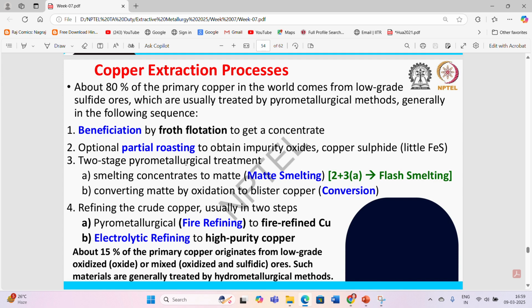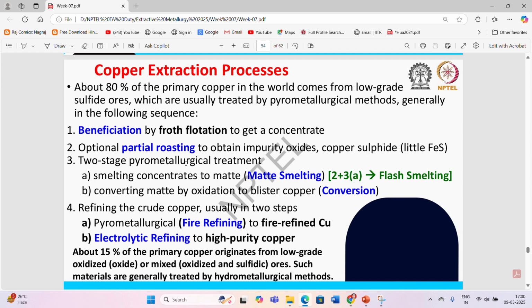With the help of the froth flotation process, which is a part of mineral processing, or we can say the beneficiation step, we can concentrate that ore from 0.8% to 25% copper grade. Then after getting that 25% concentrate, we generally go for partial roasting, which is also an optional process, for converting the iron sulfide present inside that ore into iron oxide. So we can create a proper pyrometallurgical treatment process.